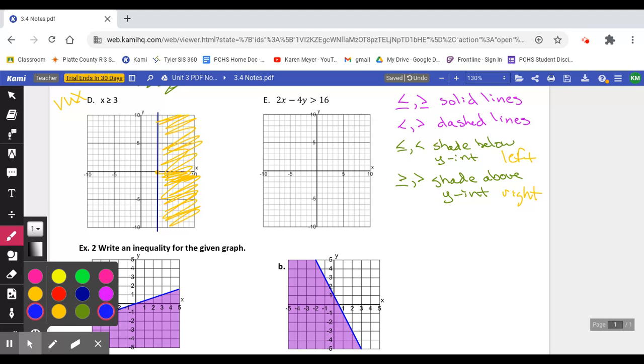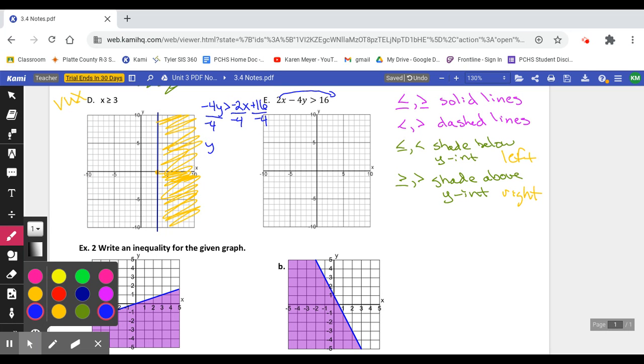Okay, one more. The last one's a little bit tricky because it has both letters, but y is not by itself. So we must rearrange this into slope-intercept form. So the first thing we're going to do is take this 2x and move it to the other side. And remember, when you move it over, you have to switch its sign. So you're going to make it become negative 2x. Now, we're not allowed to have anything in front of y. So to get rid of that, we're going to divide both sides by negative 4.